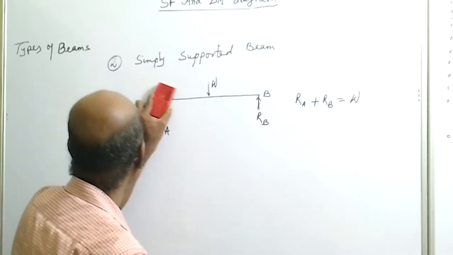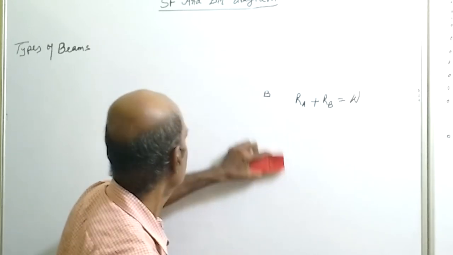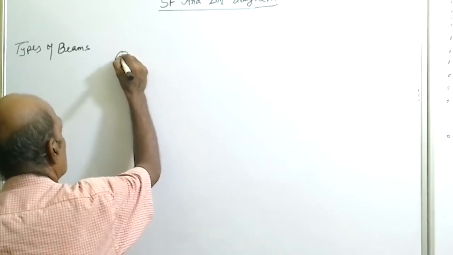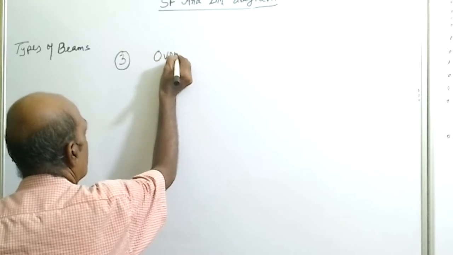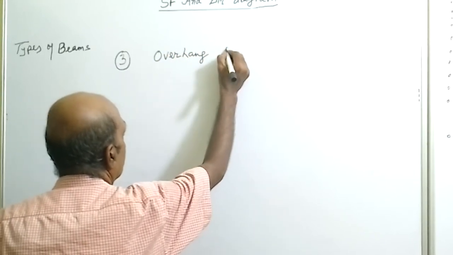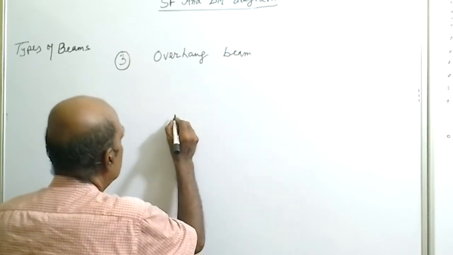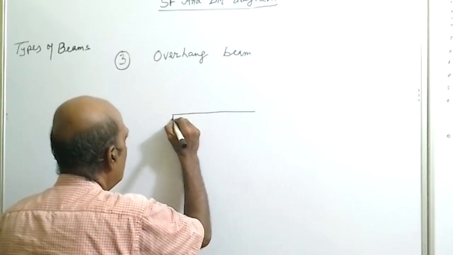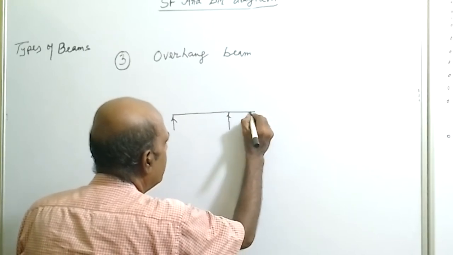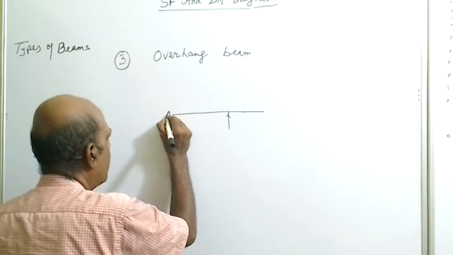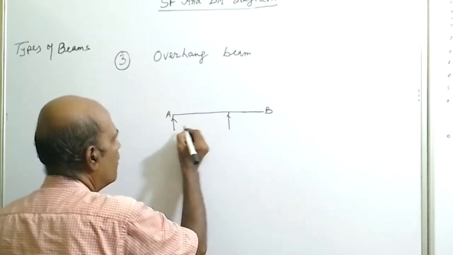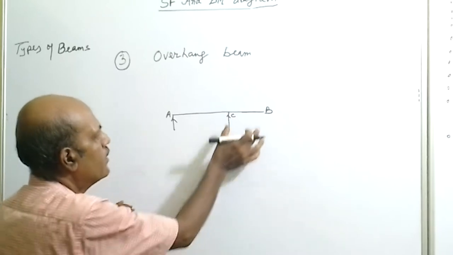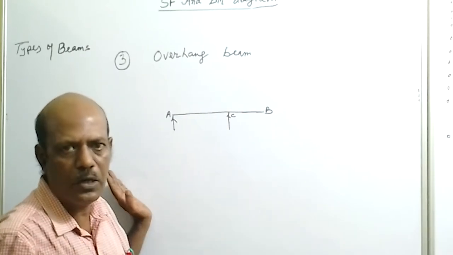Now we will see the third kind of beam, that is the overhang beam. The beam whose either one end or both ends are extended beyond the supports. Here the beam is AB, which is resting over two supports at point A and point C, and the right end is extended beyond the support.